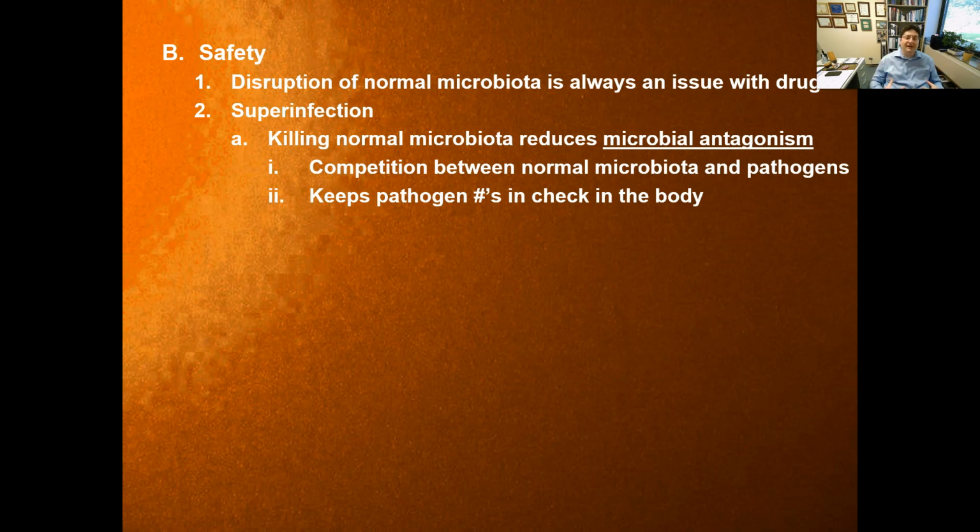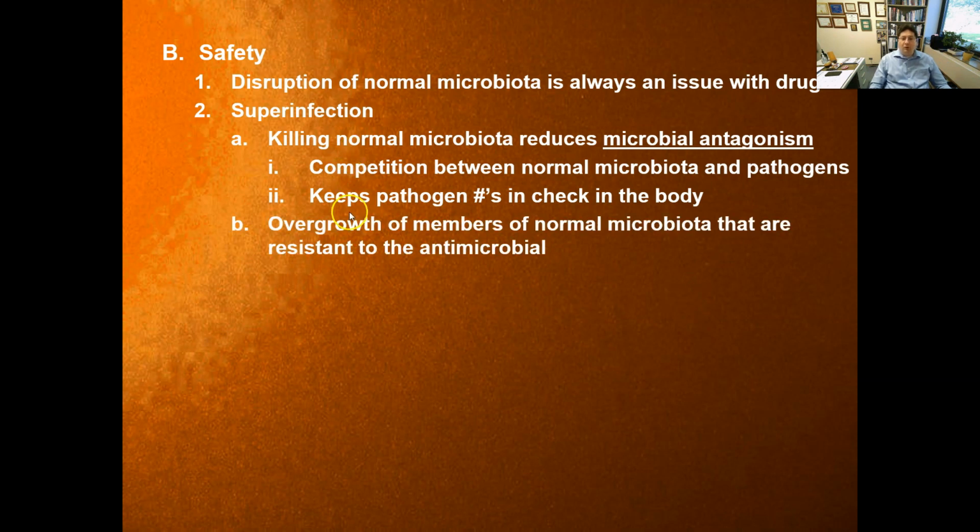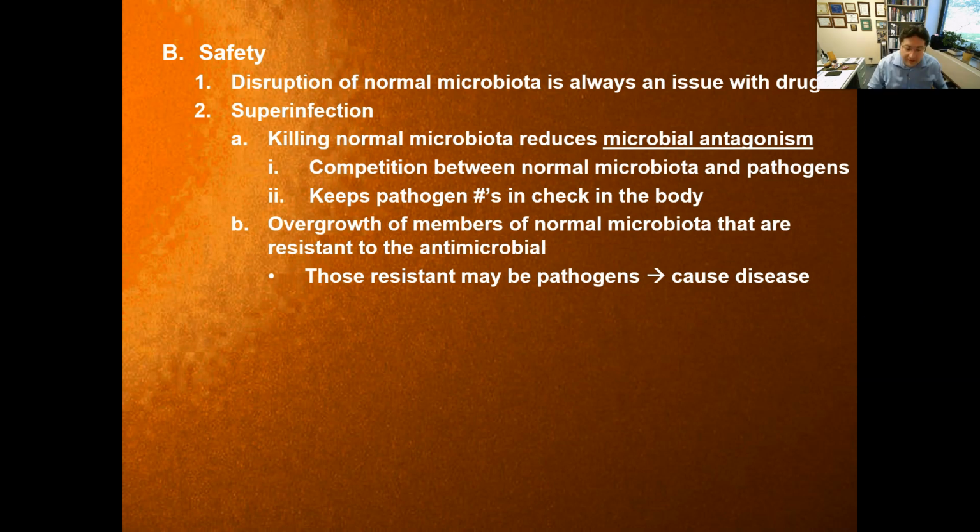So if you destroy a bunch of normal microbiota, say by giving a broad spectrum antibiotic, any bacteria that's either part of your normal flora or an invader, that's resistant to that drug is going to survive and really take off now. All right? So overgrowth of members of normal microbiota that are resistant to the drug. Those that are resistant may be pathogens, and this can lead to disease. C. diff is an example. If C. diff is part of your normal flora, it's notoriously resistant to many antibiotics.